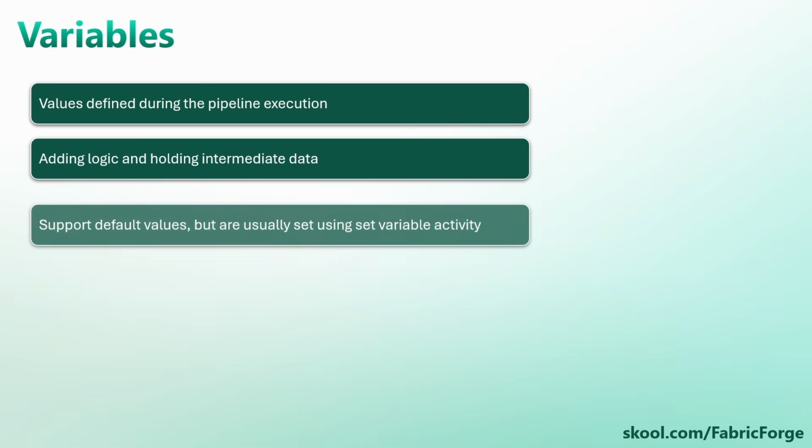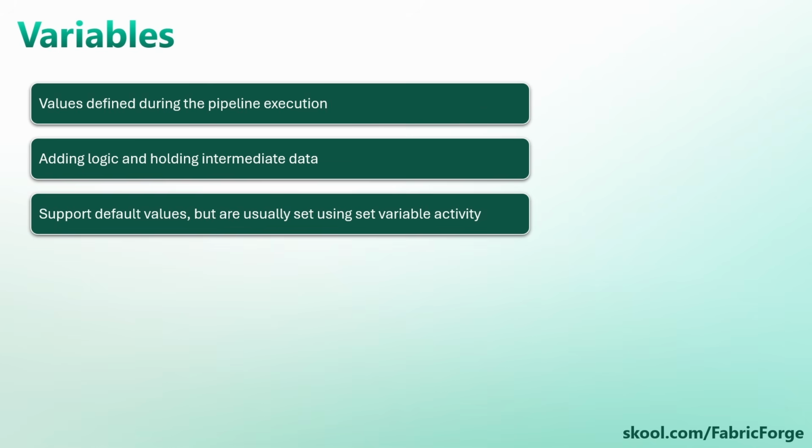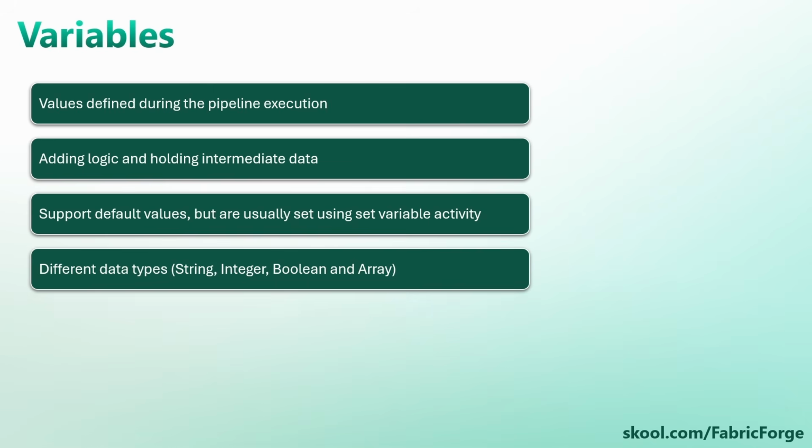Like parameters, variables also support default values, and if variables are not set using the setVariable activity, then the default value is being used as the value for that variable. Variables also support a few different data types, however, compared to parameters, there are fewer choices. Currently, variables support 4 different data types, which are string for text values, integer for whole numbers, boolean for true or false values, and then arrays for a list of items that could be any data type.